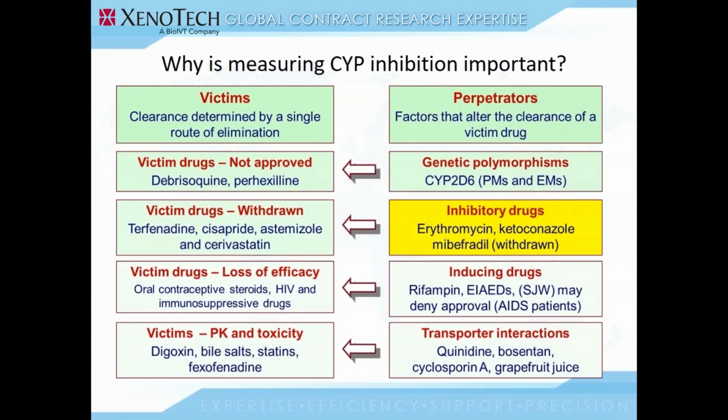Human CYP expression varies enormously from one individual to another, and the causes for variable expression can include genetic polymorphisms. A couple examples would be poor metabolizers or extensive metabolizers of certain CYPs. In addition to genetic polymorphisms, drugs that inhibit, induce, or cause transporter interactions are classified as perpetrators as well. The resulting drug interactions, or DDIs, that occur due to the victim drug can lead to situations where the drug is not approved or even withdrawn from the market. They can also result in loss of efficacy of the drug, leading to labeling restrictions and warnings.